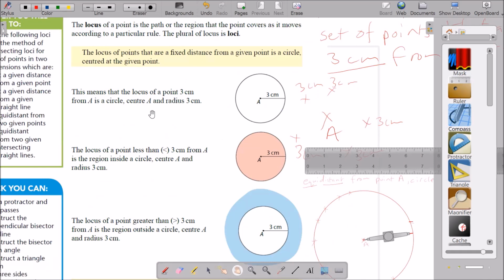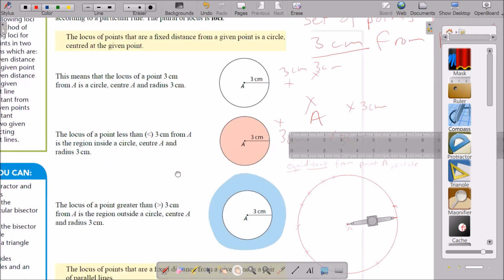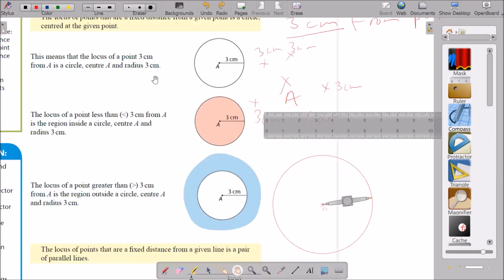The locus is a set of points or region that follow a particular rule. In this case, it's a set of points. The locus of a point less than 3 centimeters from A is the region inside the circle. If we are to find the set of points that are less than 3 centimeters, anything inside the circle is less than 3 centimeters.